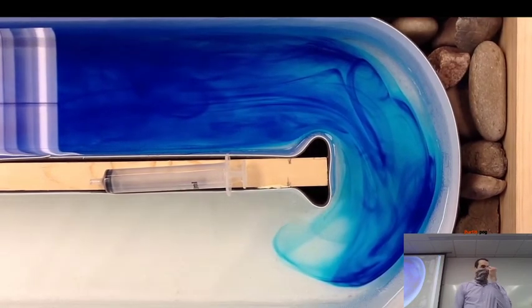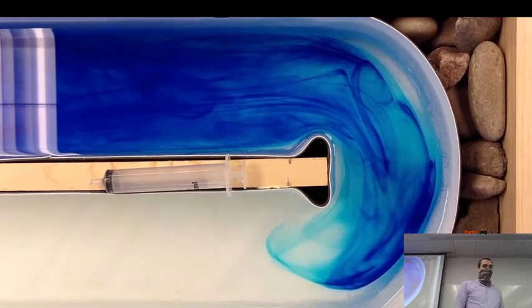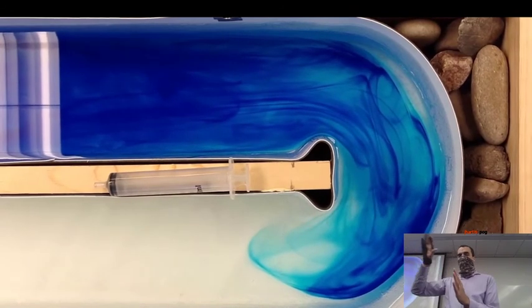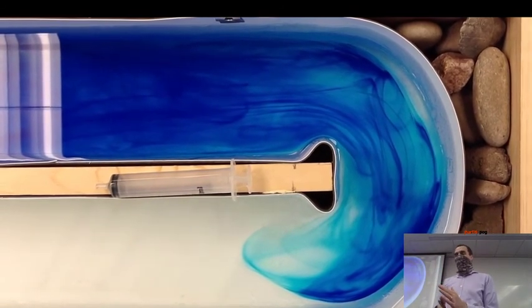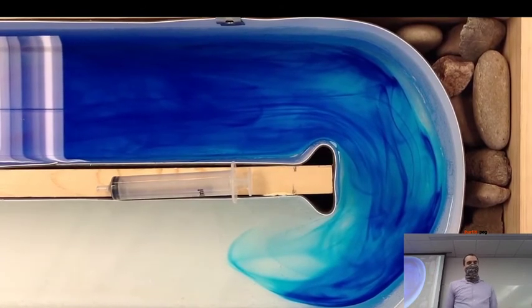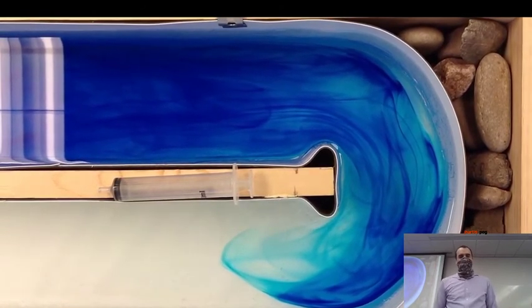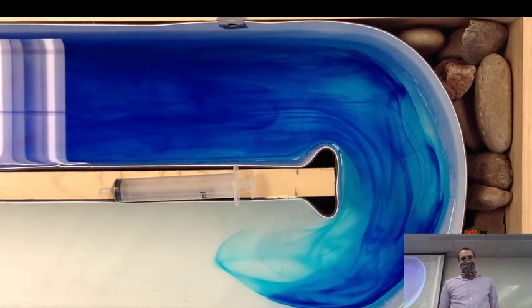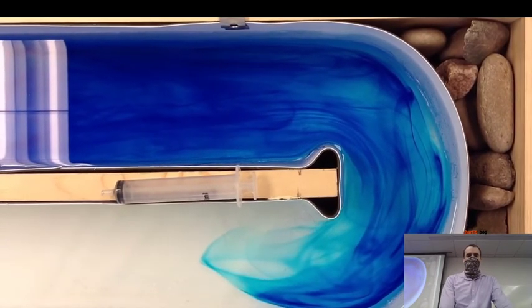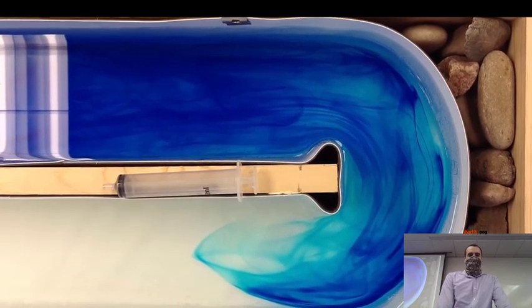So our hydraulic retention time, in an ideal reactor, we just assume all of this water is taking the same amount of time to get through the reactor. In reality, that's not always true, and we can account for it. Again, we're going to keep it simple and keep it to ideal reactors. But just wanted to show you this.